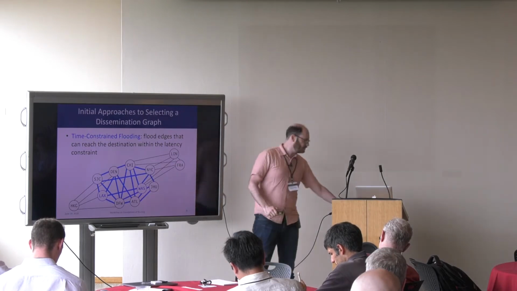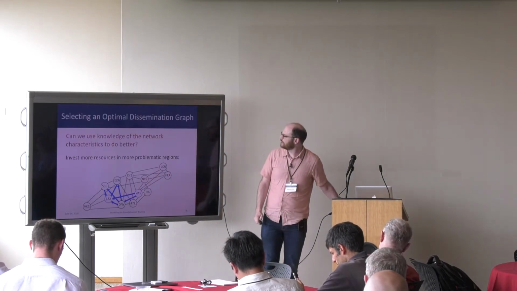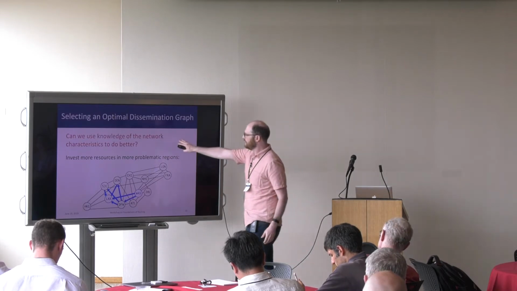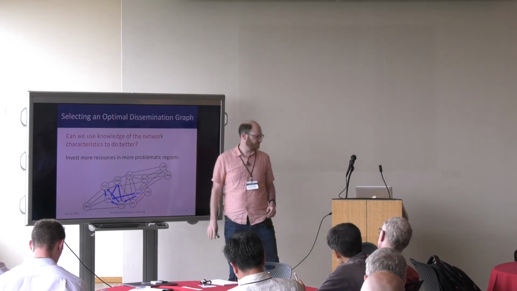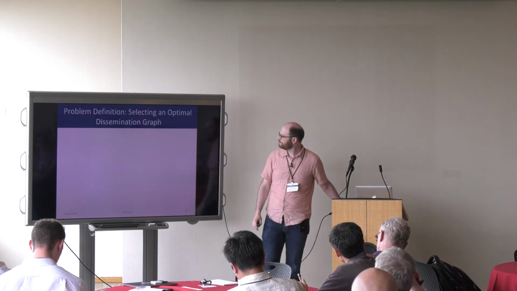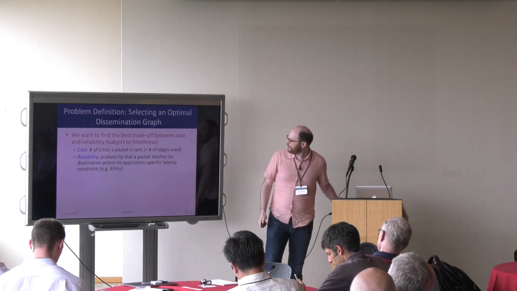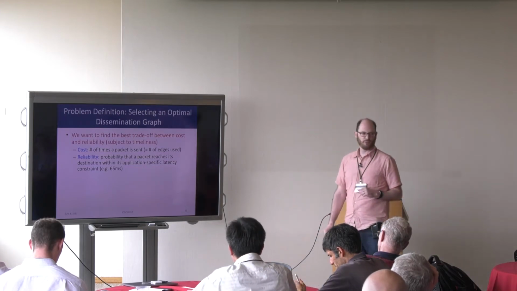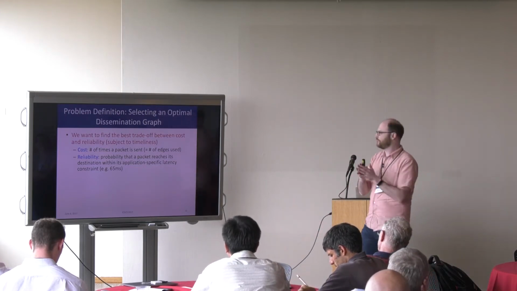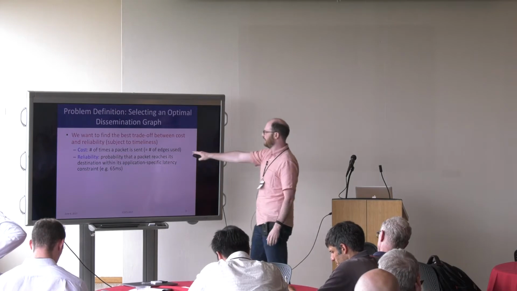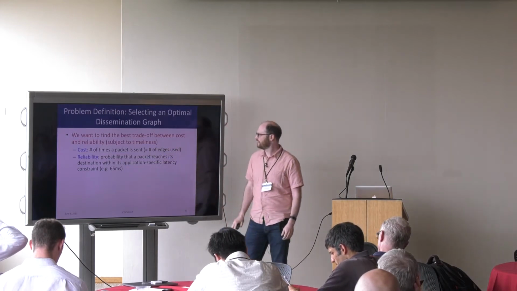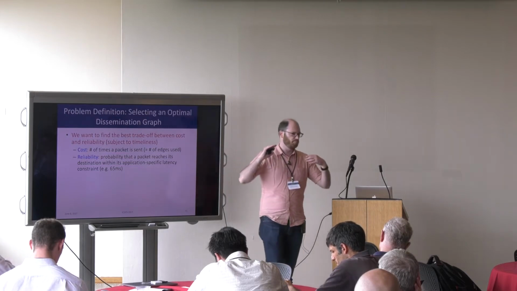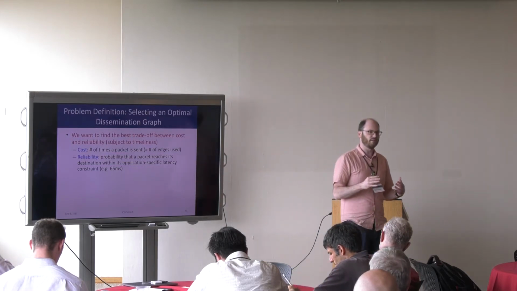So we're going to, in some sense, try to live between these 2 extremes. Right, so can I use knowledge of the network characteristics to do better? Finding a better one. OK, so we want to find the best trade-off between cost and reliability subject to these very strict time constraints. Cost is the number of times a packet is sent, which is basically the number of edges used. The reliability is the probability that I make it there within some time bound.